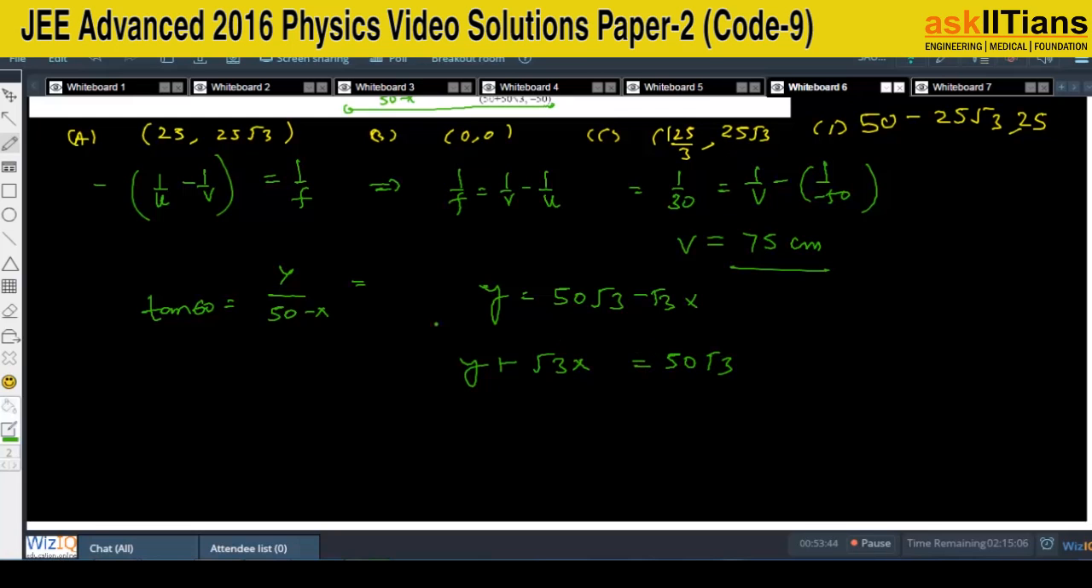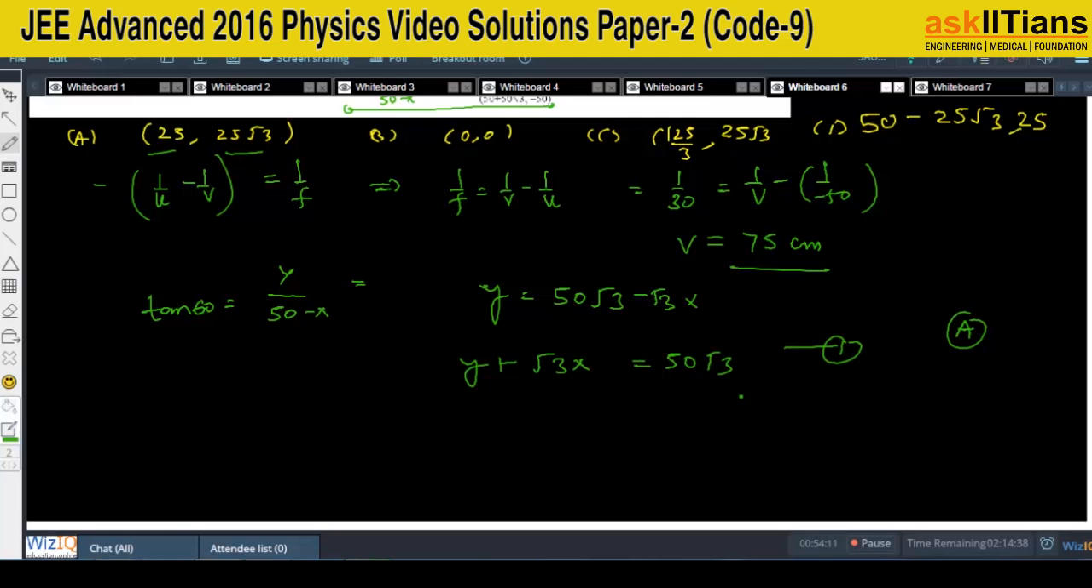Now we will check the options, because we are given this equation 1. If we put x is equal to 25 and y is equal to 25 root 3, we get 25 root 3 plus 25 root 3, which is 50 root 3. So we can say option A is correct. Now we will check option B. If we put x is equal to 0, y equal to 0, it is not the right answer.